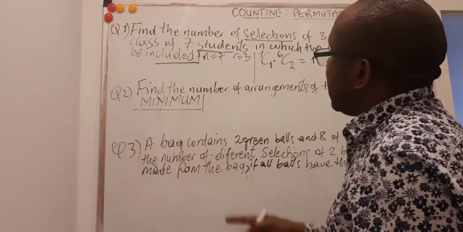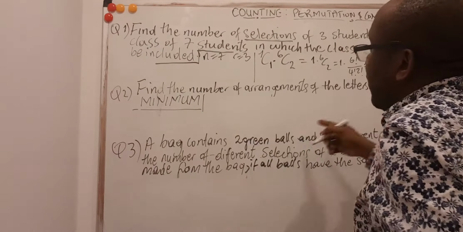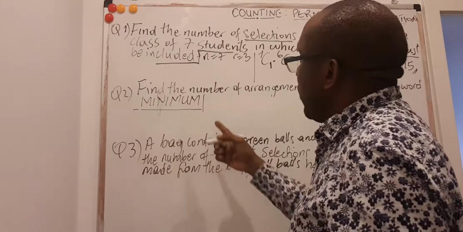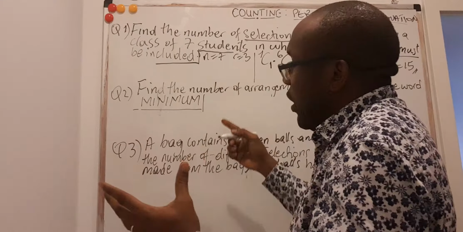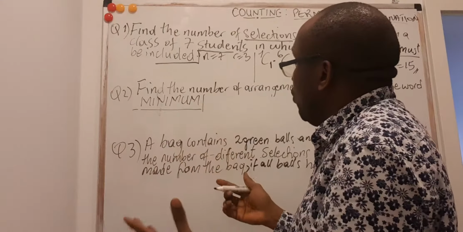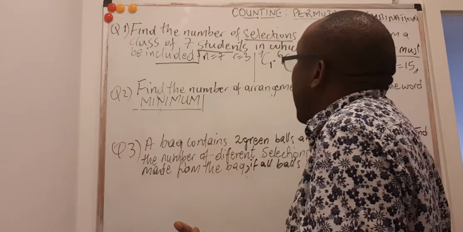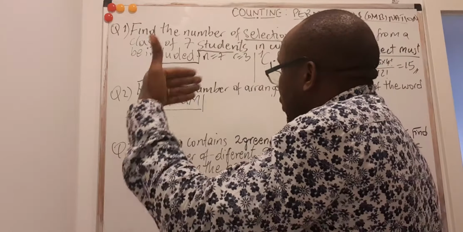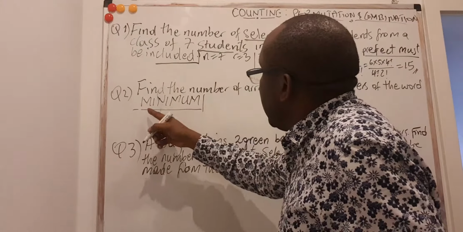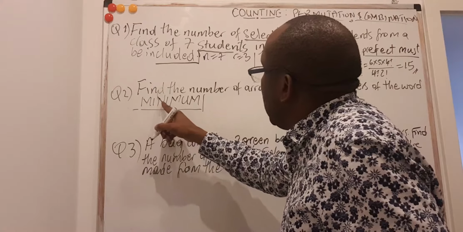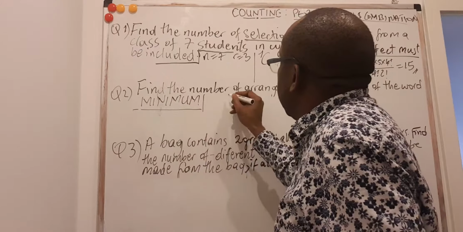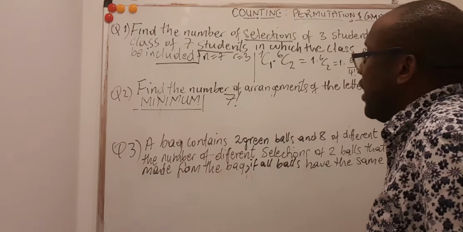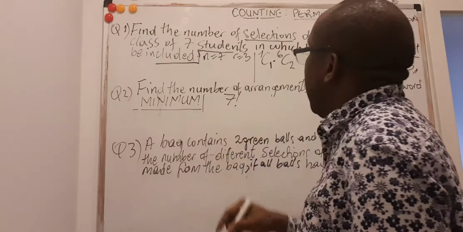Second question, it says, find the number of arrangements of the letters of the word minimum. We already saw in the past that when we have to arrange letters of a word and all letters have to be used, then we use our idea of permutation, and we look at factorial notation. In this case, there are 1, 2, 3, 4, 5, 6, 7. 7 factorial number of arrangements can be made from this. There are 7 of them.